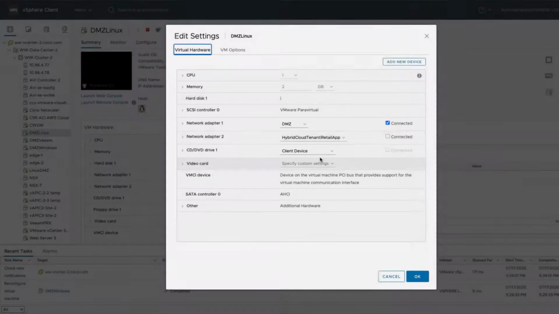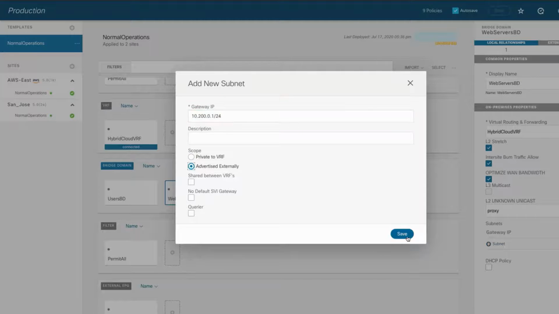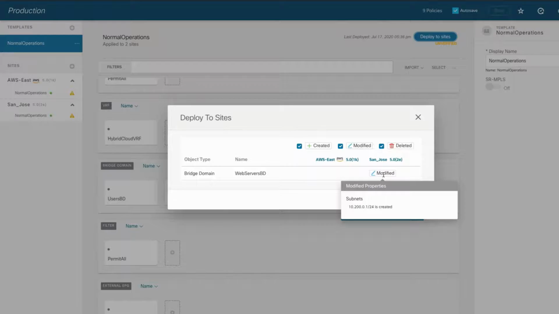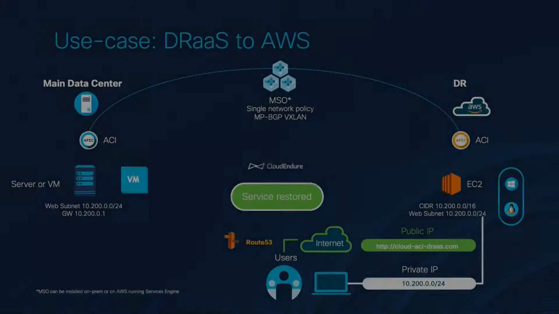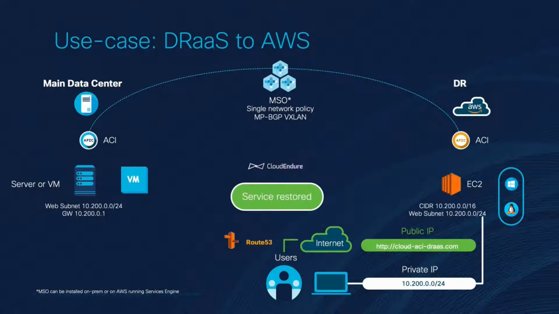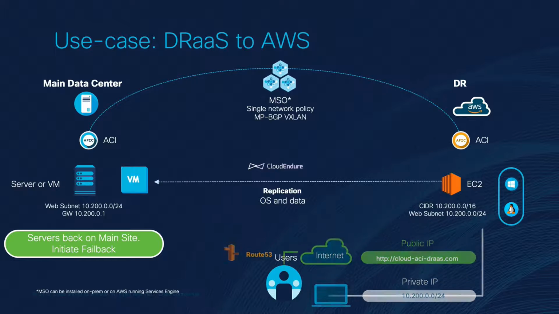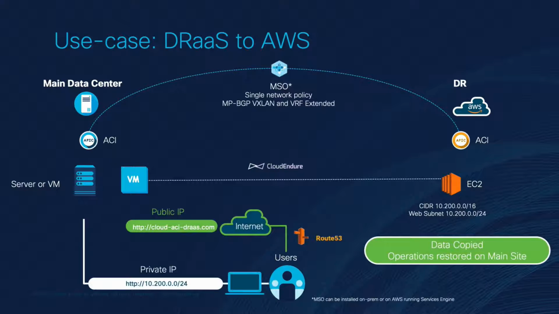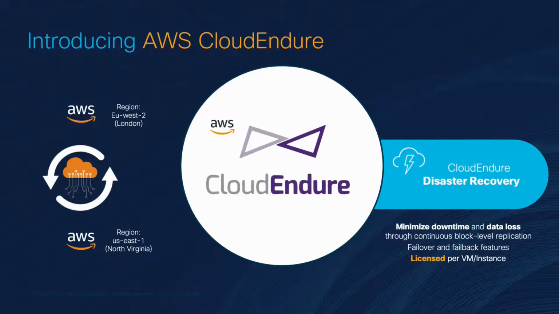Once servers are back on the main site, we can fail back if needed. Just remember to add the bridge domain subnet to the on-prem site from MSO. Notice we lost a single ping as part of the process. Once the main site comes back online, and if we are using CloudEndure disaster recovery, we can prepare for failback, where CloudEndure will start the same process as before, in the case of failover, but in the opposite direction. It will synchronize the AWS instances data to the on-prem virtual machines, and operations can resume as usual. It is important to mention that the same process can also work for cloud-to-cloud disaster recovery.